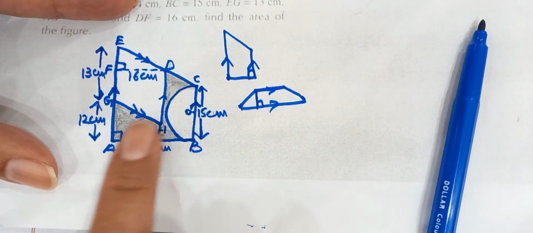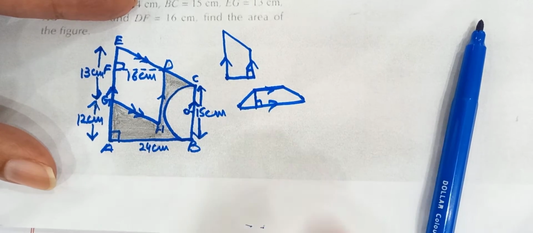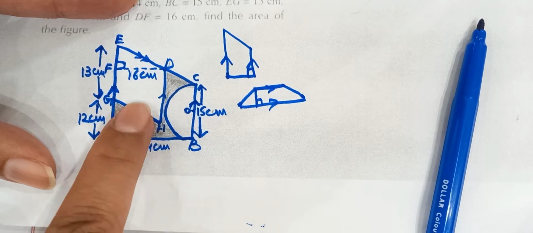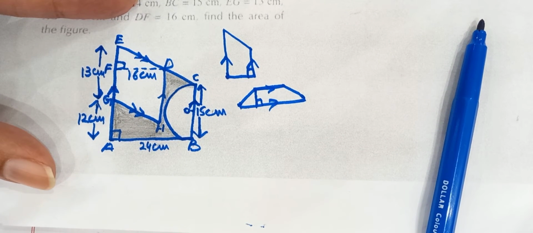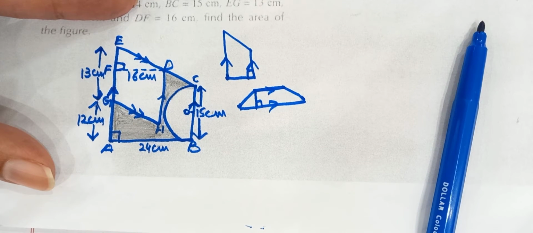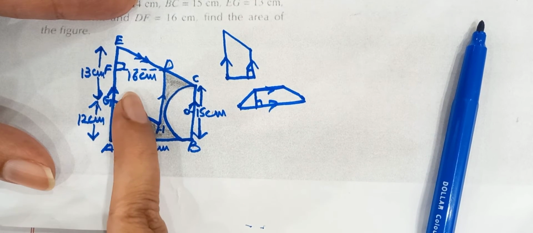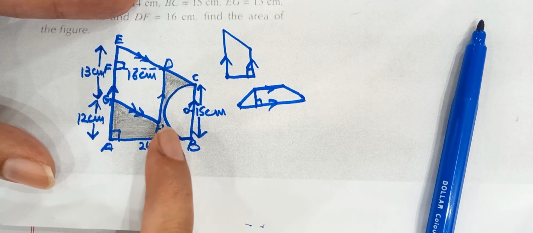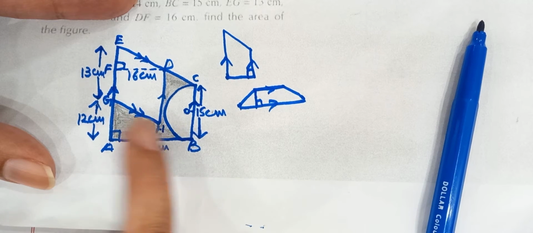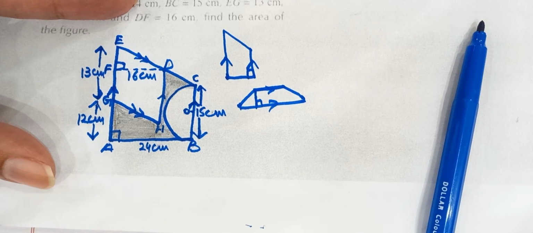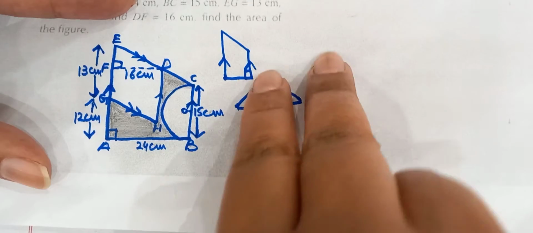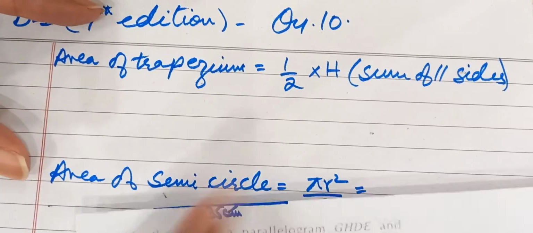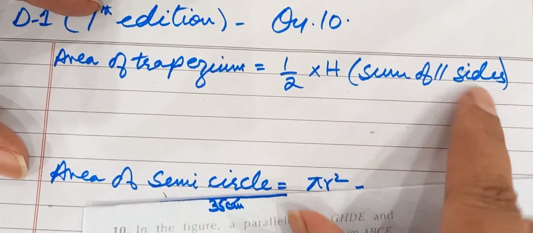So then what am I going to do? I'm going to find the area of the trapezium, which will be the area of this entire part, this white part as well. First I'm going to find out the area of the trapezium, then I'm going to subtract the area of this parallelogram, and again subtract the area of this semicircle from it, and I will be left with my required answer. So the area of the trapezium is 1 by 2 into height into sum of parallel sides.